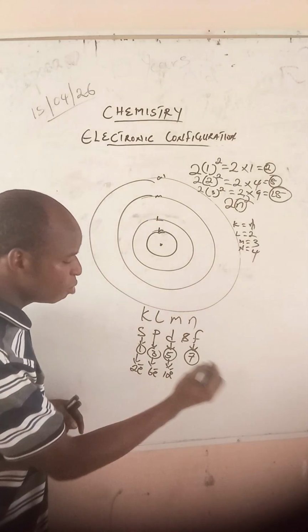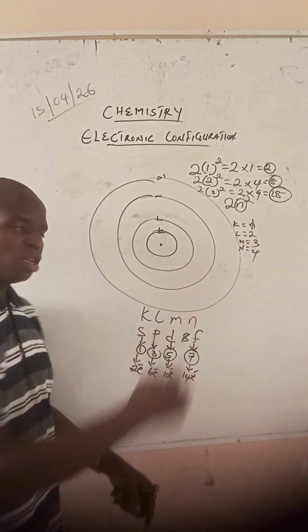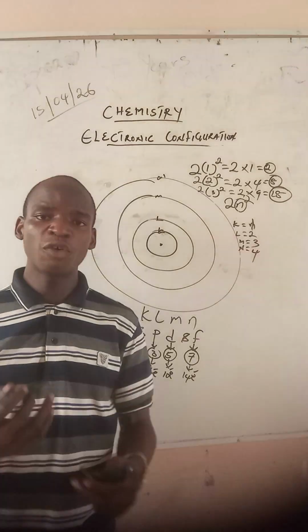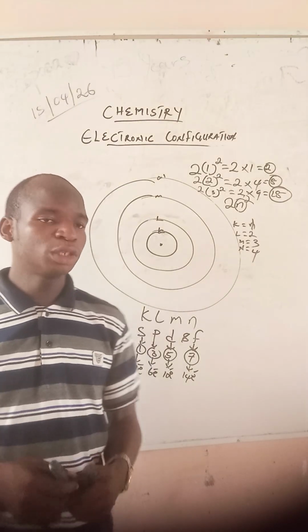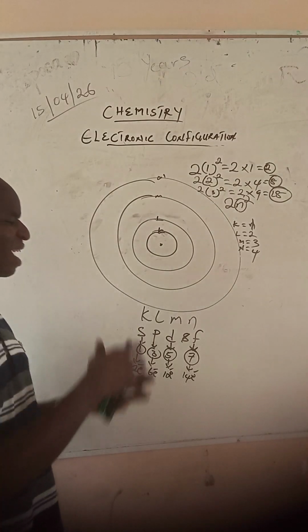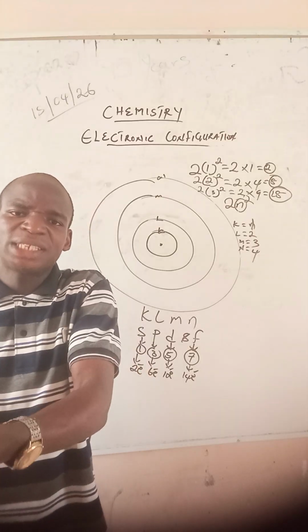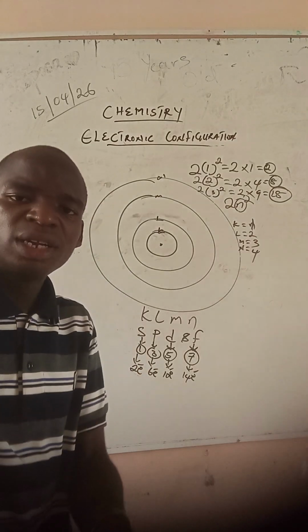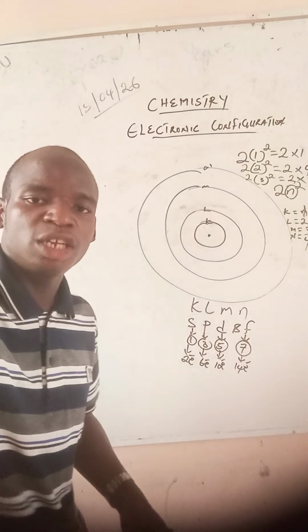Okay, so we now have 7 multiplied by 2, which will amount to 14 electrons. Are you following? Any confusion? No confusion, right? Beautiful. Now, how do we fill a particular orbital with electrons? I will be showing us that now, so please just pay attention, all right?